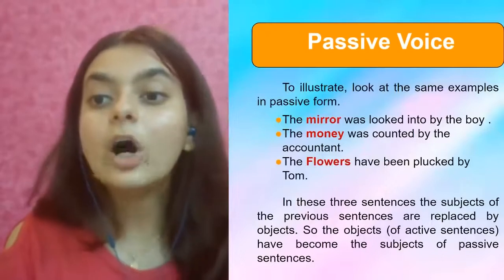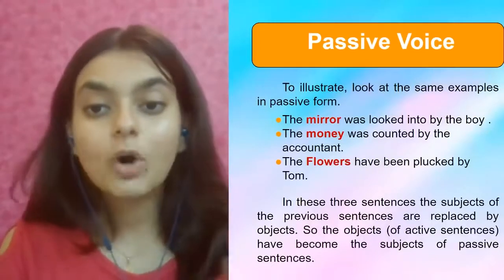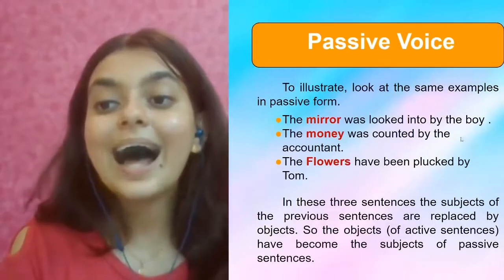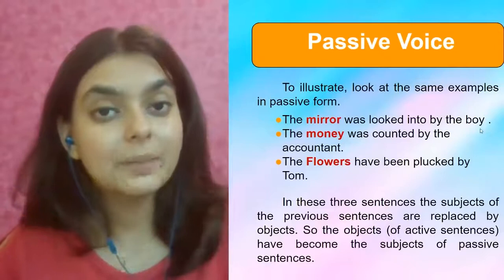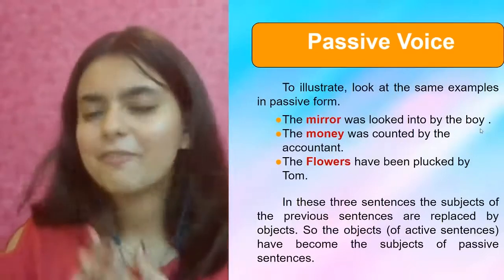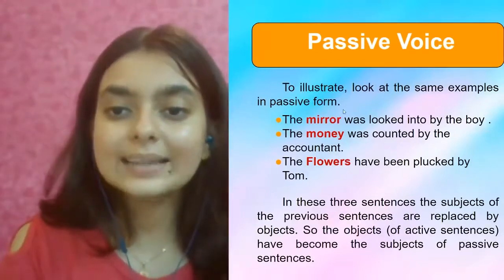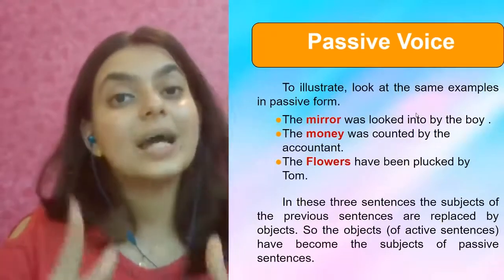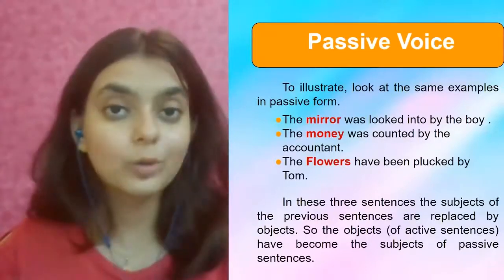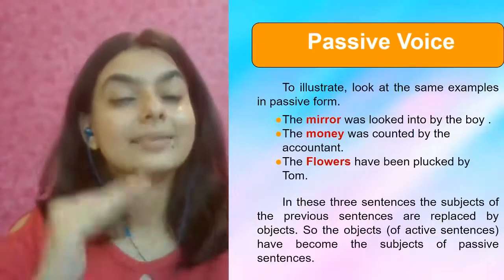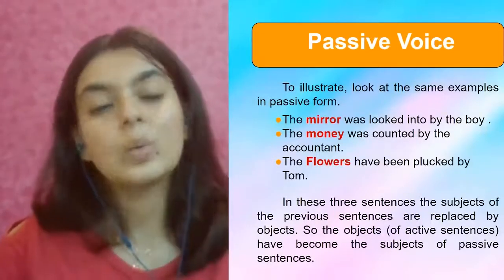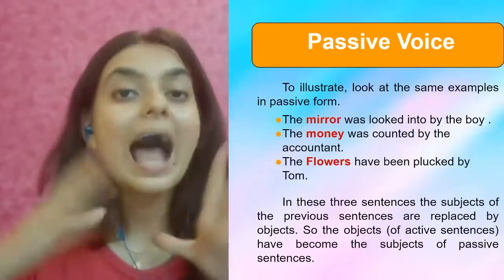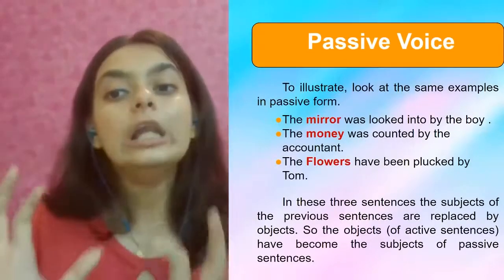The mirror was looked into by the boy. So over here you can see the boy who was the subject has occupied the last position. Last position means passive, right? Very easy. So over here you can see the stress is on the action of looking at the mirror, and the stress or the focus is not on the boy who's the subject, right? So the boy, the subject, is pushed backwards at the end of the sentence. And what is our focus? Our focus is on the action of looking.